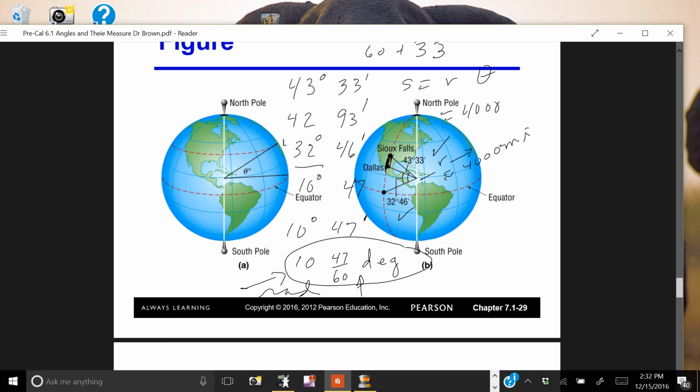We'll have some of these problems in your homework and probably on the next test. So I'd like for everybody to make this calculation, converting this to radians, and tell me how far Sioux Falls and Dallas are from one another. And I'll just ask you all to email me how much it is, and I'll tell you what the answer is.